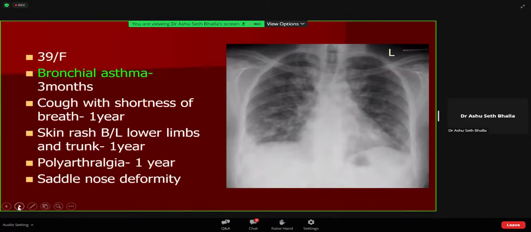And now let's look at one case scenario wherein this is a 39-year-old female who has had a bronchial asthma diagnosis only for the past 3 months, although over the last 1 year, she has been complaining of some level of shortness of breath. She also has a skin rash over the bilateral lower limbs and trunk. She has polyarthralgia and has a saddle nose deformity. You can see multiple ill-defined nodules in both the lungs, and some of these are conglomerate and giving you a consolidation-like appearance. So this history plus this radiograph is enough to give you a very characteristic diagnosis.